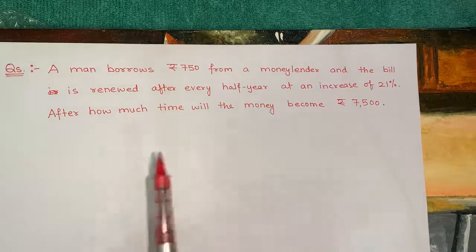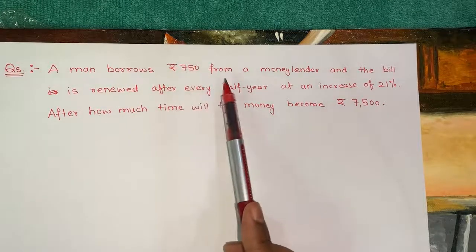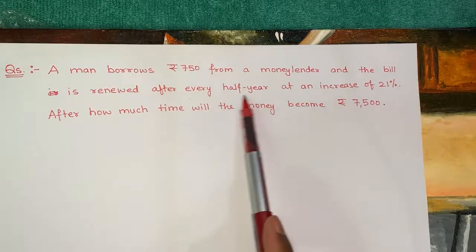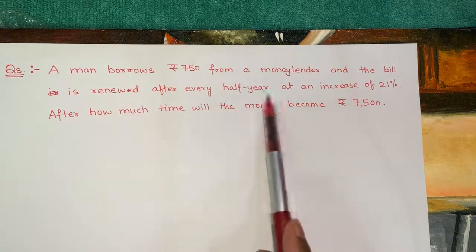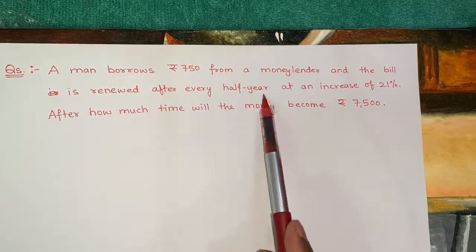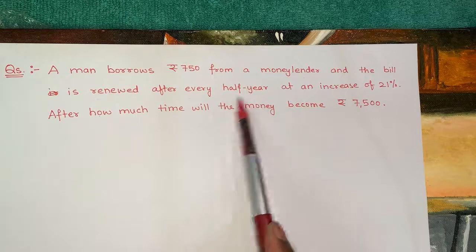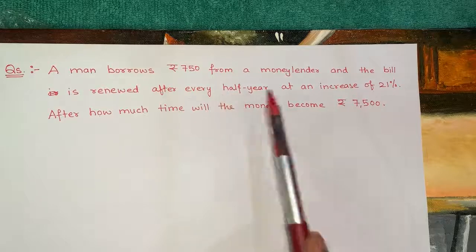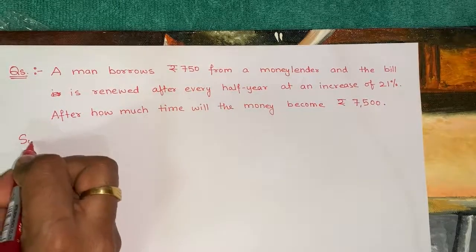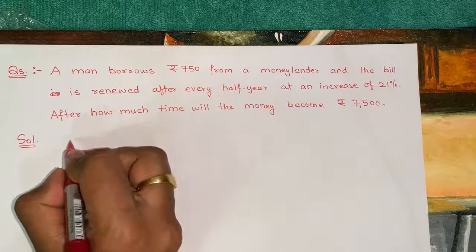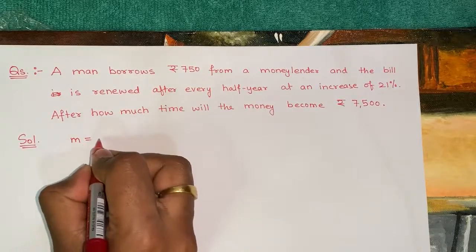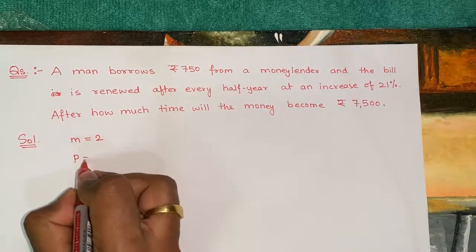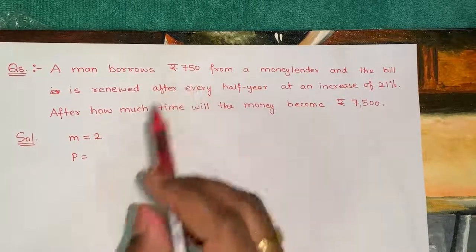So the question here is, a man borrows rupees 750 from a money lender and the bill is renewed after every half year. So if the bill is getting renewed after every half year, which means that again interest is also being calculated on half year basis. So here interest is being compounded half yearly. So here my M is equal to 2. So let's write it. If interest is being renewed every half year or compounded every half year, my M is equal to 2. The principal or the amount that the man had borrowed is rupees 750.